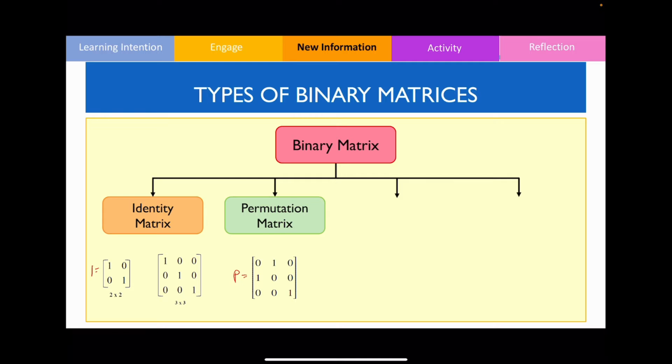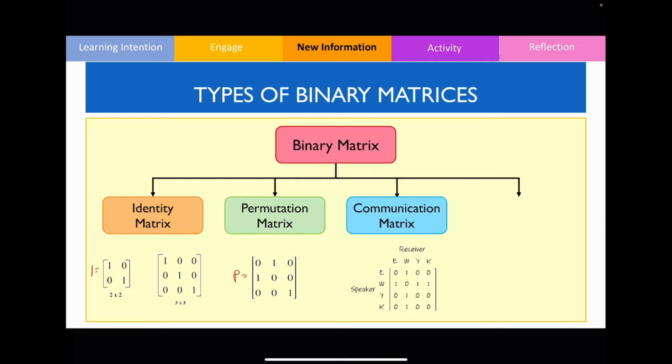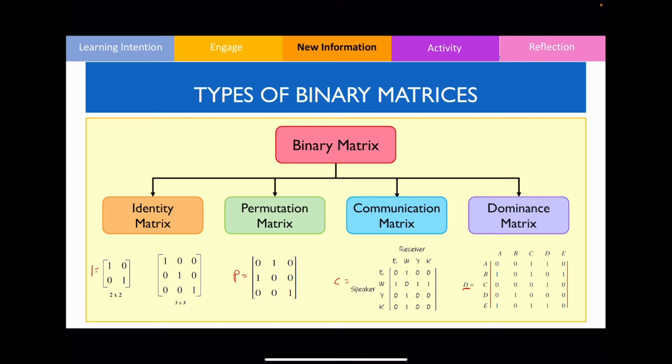Another type of binary matrix is the communication matrix, denoted by the letter C, and communication matrices are used to represent the communications between groups of people. And lastly, another type is the dominance matrix, represented by the letter D. In this case, you're showing the wins or dominances over individuals in a round-robin tournament. In each of these examples, all of these binary matrices are square matrices, which just means they have the exact same number of rows and columns.